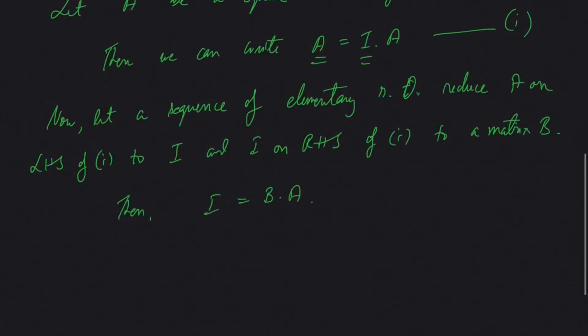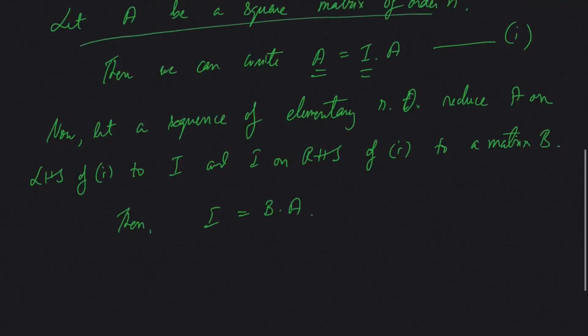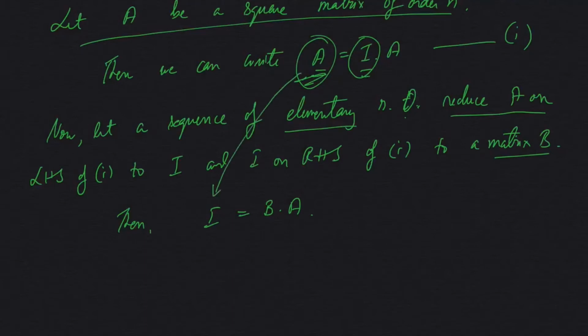So let A be a square matrix of order n, then we write A equal to I into A. Now let a sequence of elementary row operations reduce the matrix A on the left hand side to I, and simultaneously the same operations that you apply will be applied to I also, which will reduce it to another matrix B. Then you will be left with I equal to B into A.